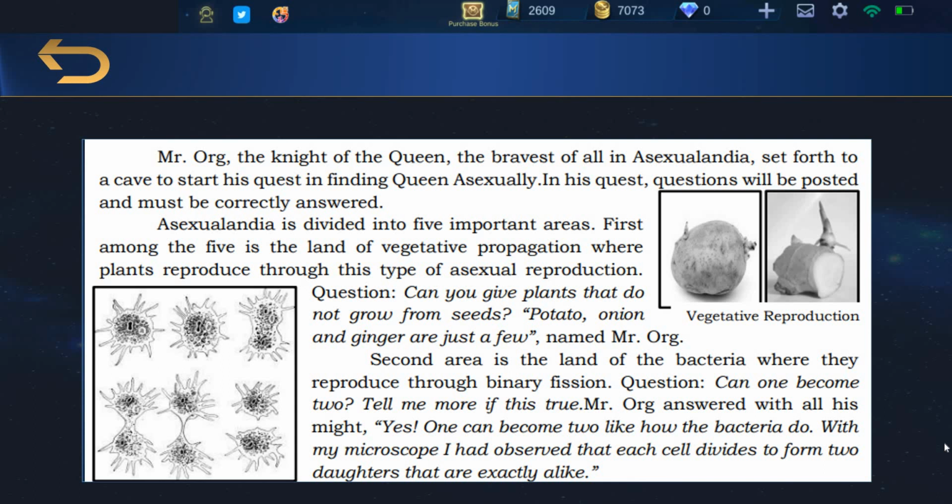The second area is the land of the bacteria, where they reproduce through binary fission. The question is, can one become 2? Tell me more, if this is true. Mr. Org answered with all his might, yes, one can become 2 like how the bacteria do. With the microscope, I had observed that each cell divides to form 2 daughters that are exactly alike.